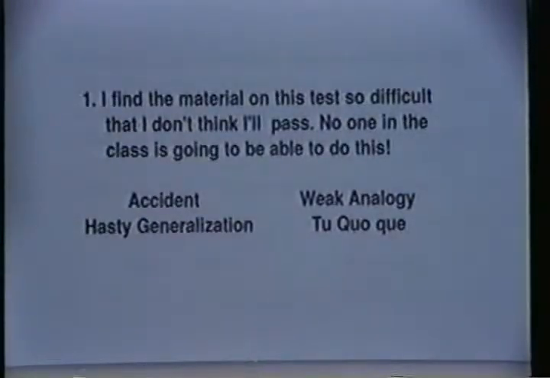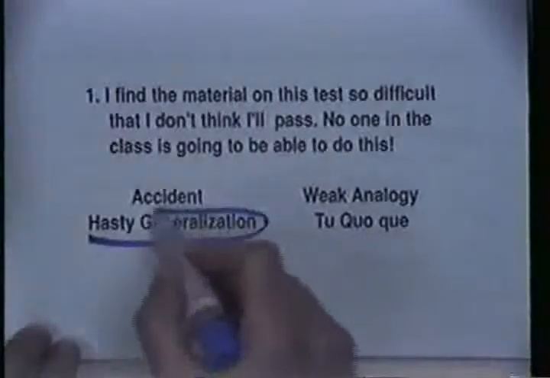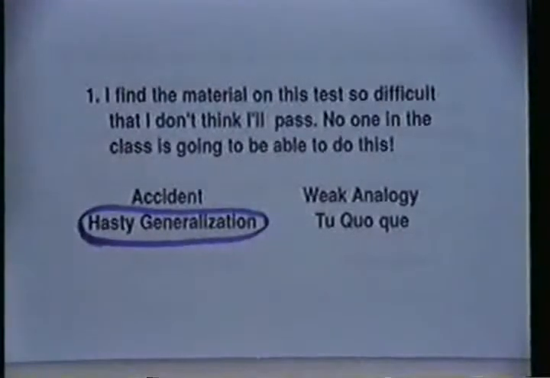Number 1. I find the material on this test so difficult that I don't think I'll pass. No one in the class is going to be able to do this. The fallacy committed here is hasty generalization. This is committed because we're going from premises that talk only about me, only about the singular case, to a general conclusion. Nobody in the class is going to be able to pass the test. Obviously hasty, since other members of the class may well perform in a different way than you.